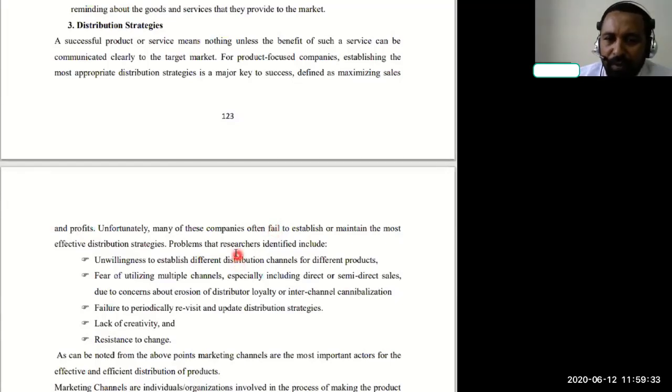So companies should focus on establishing the appropriate distribution channel to maximize the sales and the profit. Which distribution channel is cheap? So this is the distribution channel strategy. The responsibility of this strategy is identifying the cheapest distribution channel. As cost decreases, the sales will increase. As sales increase, the profit will increase. So this distribution strategy is responsible for identifying the appropriate distribution channel.